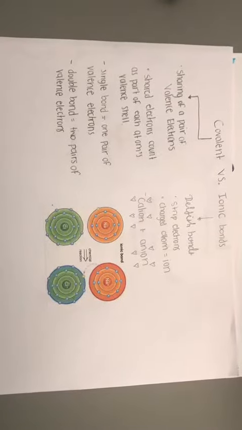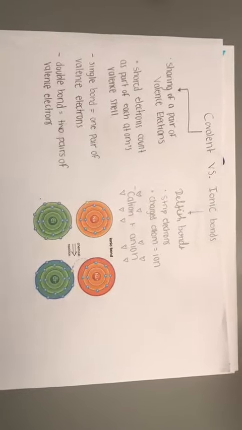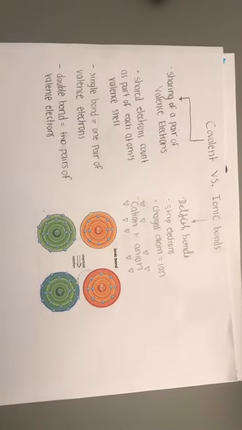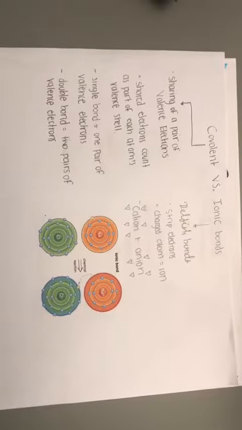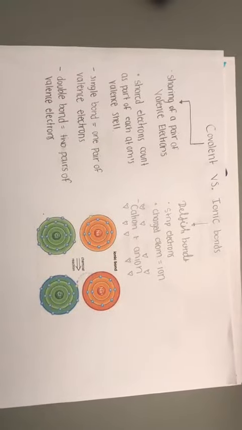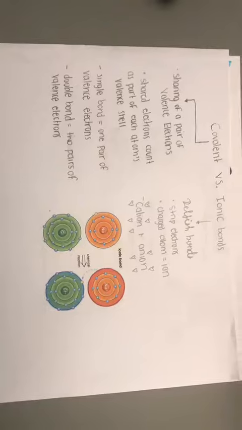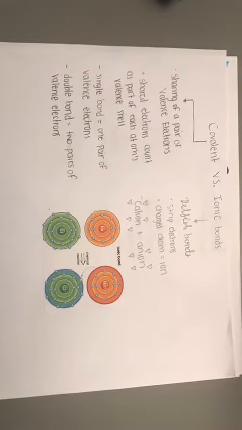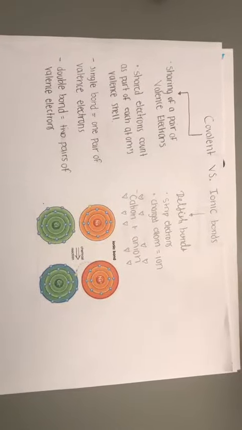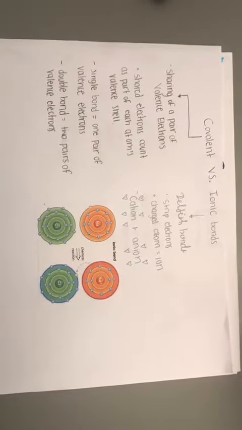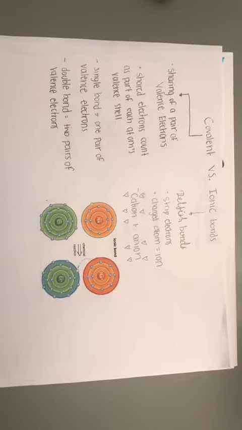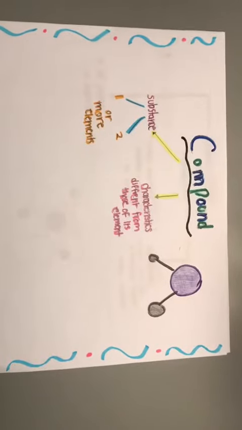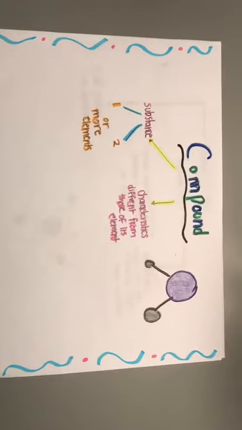Covalent and ionic bonds. Covalent bonds share a pair of valence electrons. Shared electrons count as part of each atom's valence shell. Single bonds are one pair of valence electrons, and a double bond would be two pairs of valence electrons. An ionic bond is when one atom will lose an electron to make the other atom stable. A compound is a substance that has two or more elements in it.